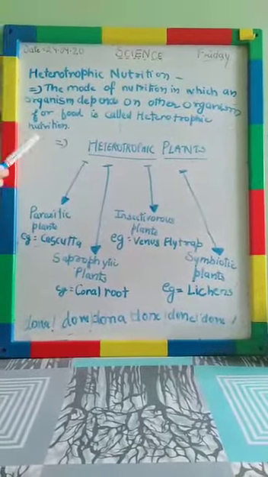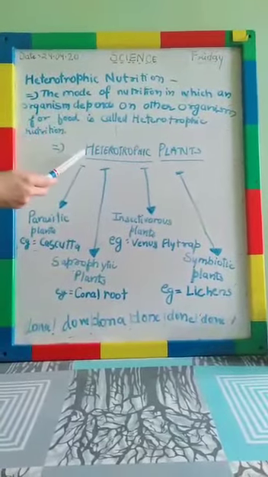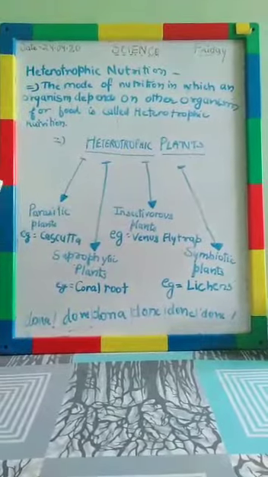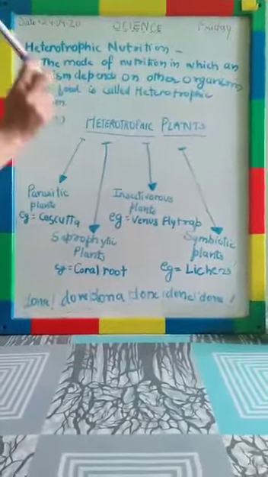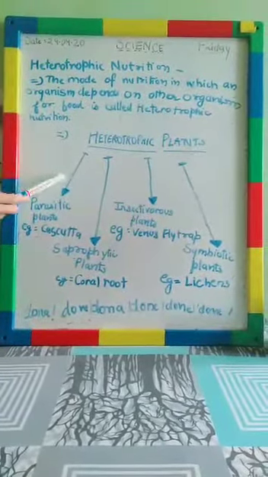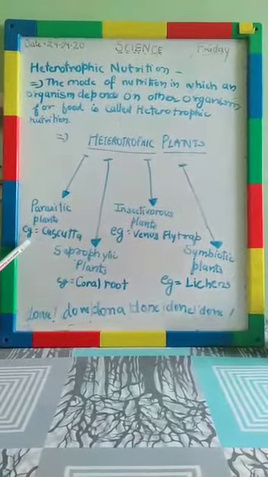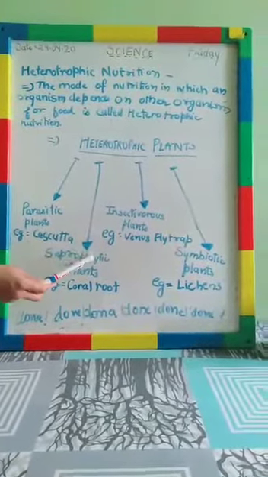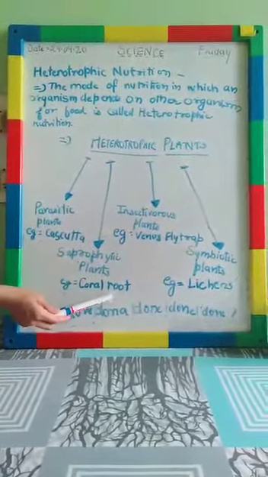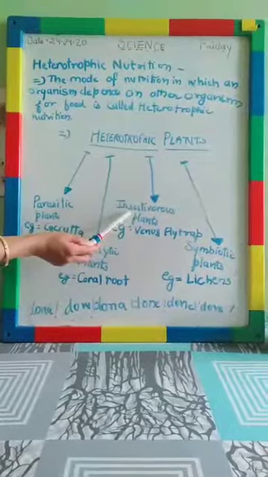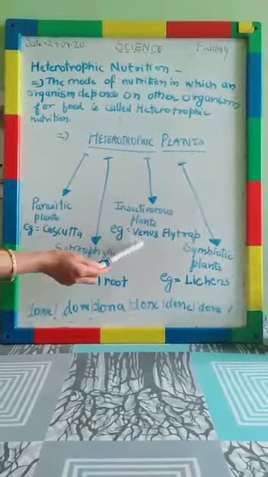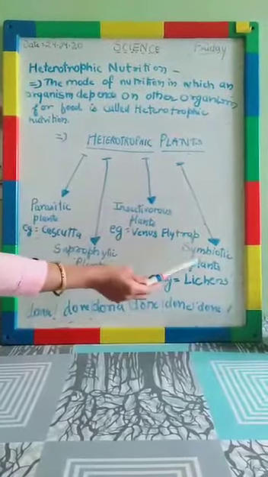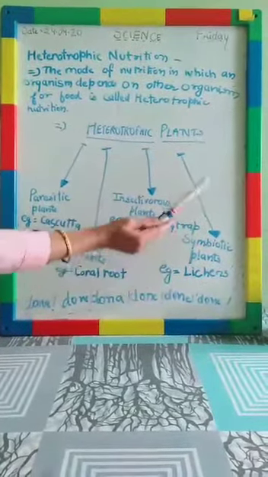So students, let us move on to the next topic, that is types of heterotrophic plants. Generally heterotrophic plants are of four types. First one, parasitic plants, example Cuscuta. Second is saprophytic plants, example coral root. Third one is insectivorous plants, example Venus flytrap, and the fourth one is symbiotic plants, example lichens.